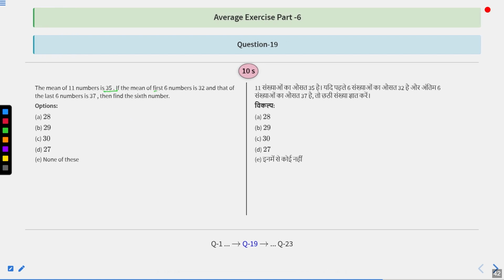The mean of 11 numbers is 35. If the mean of the first 6 numbers is 32 and that of the last 6 numbers is 37, then find the 6th number. You have 5 options and 10 seconds to analyze the question. Your time starts now.